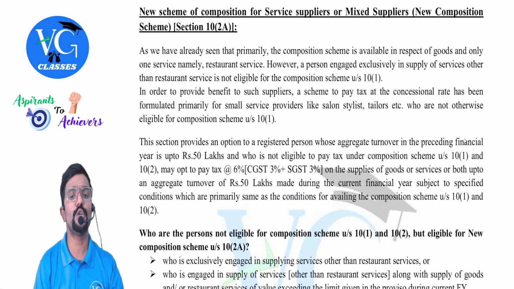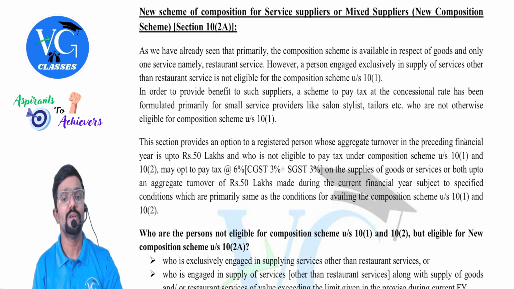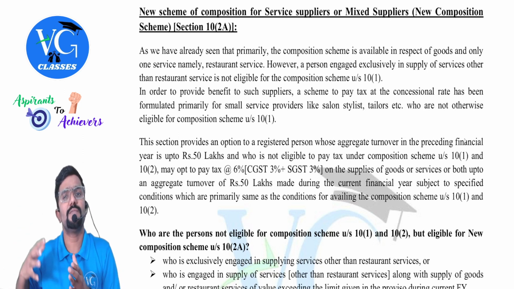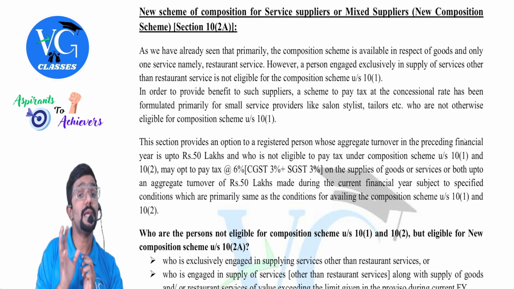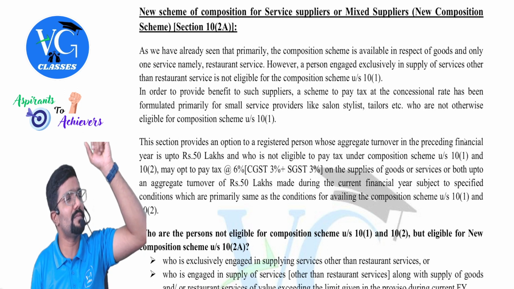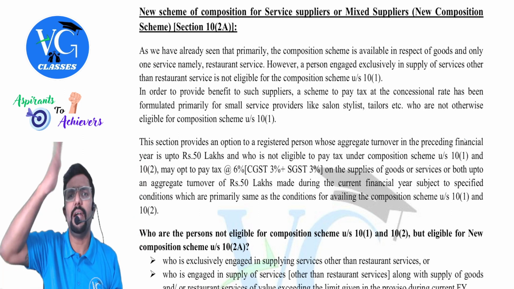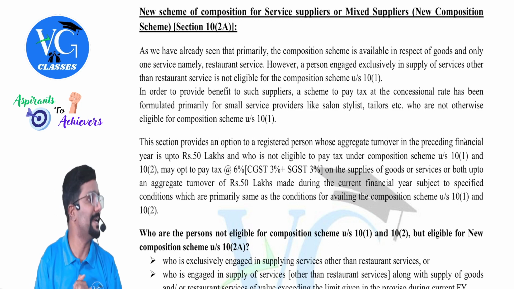In order to provide benefit to such suppliers, a scheme to pay tax at a concessional rate has been formulated, primarily for small service providers like salon stylists, tailors, etc., who are not otherwise eligible for the composition scheme under section 10(1). Simple, this is for small service suppliers who are not covered under 10(1). Sir, there you taught something in the proviso, marginal service. Guys, that marginal service was along with RTM. Sir, RTM is not there, only service, and that too not restaurant. What will I do? Bring it under 10(2)(a).